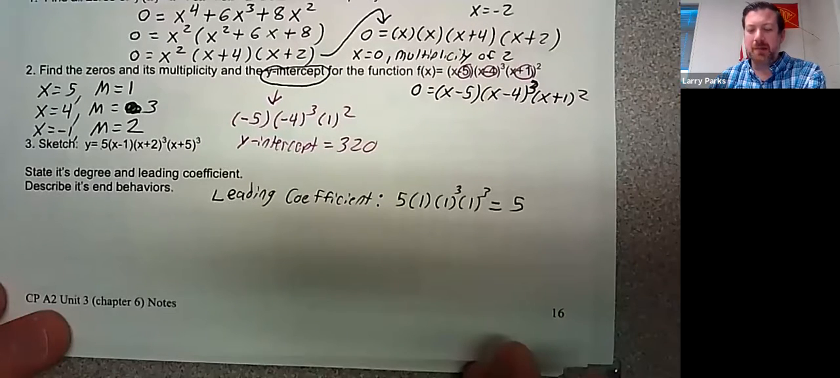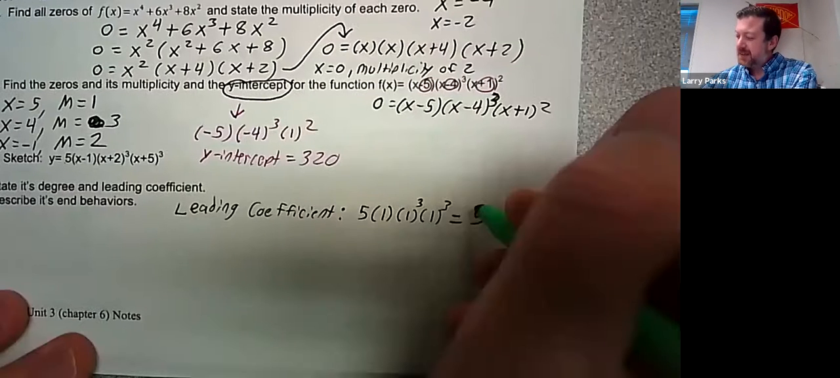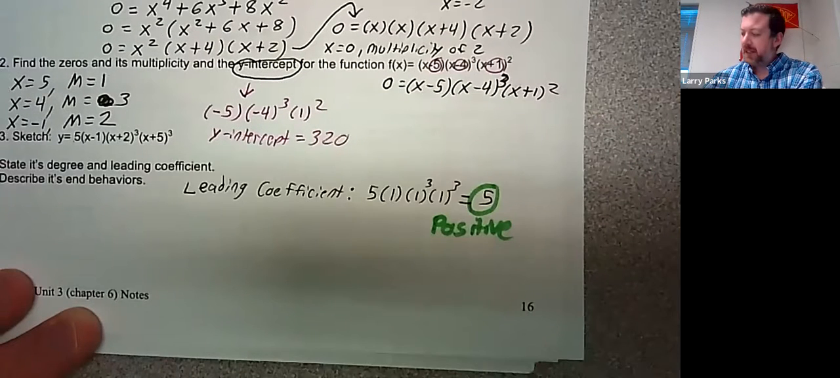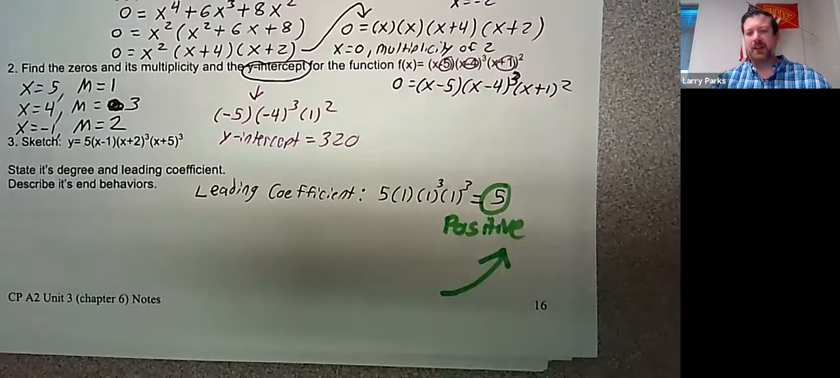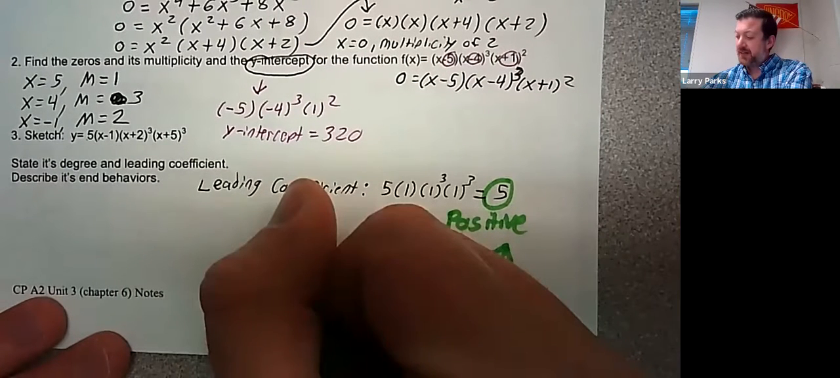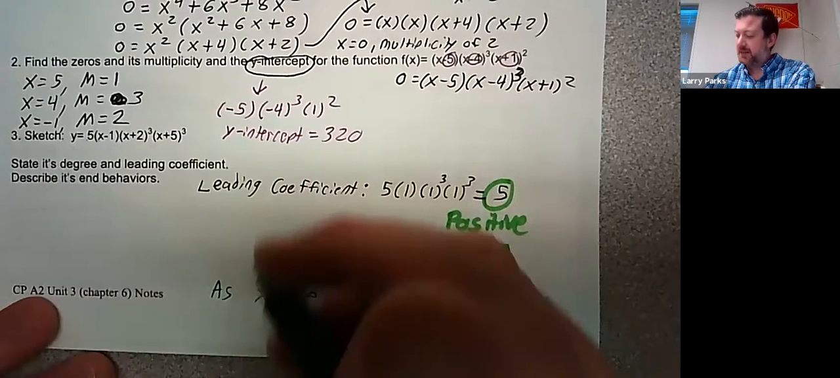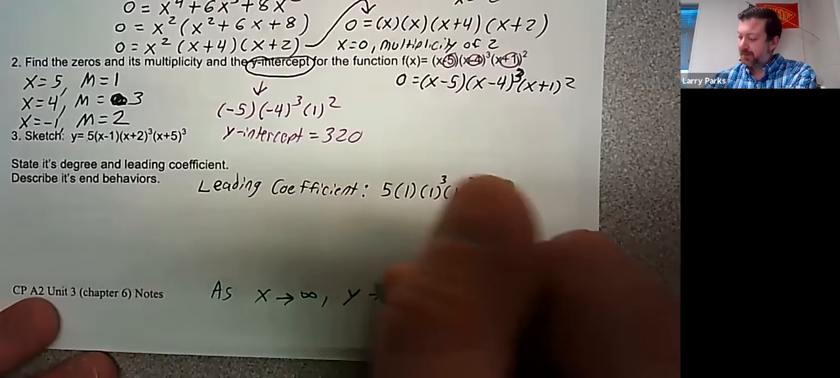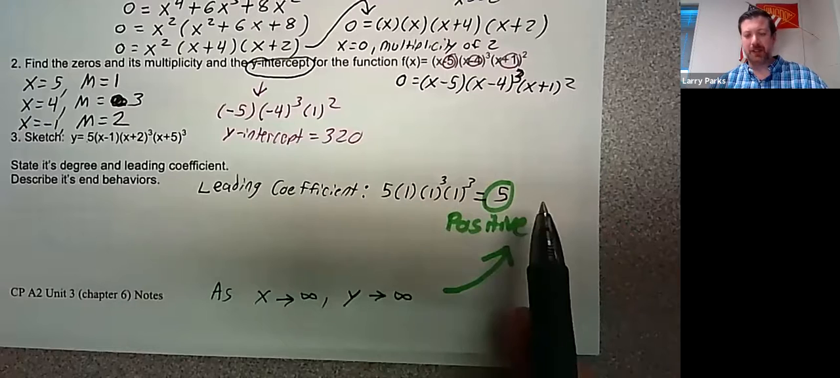My leading coefficient, remember, you look to see if it's positive or negative. Well, 5 is positive. So what does that mean? It means it goes up on the right. And the way you would write that is as x approaches the right, the function, we'll just say y, goes up. So as we go to the right, we go up. That's what that means.